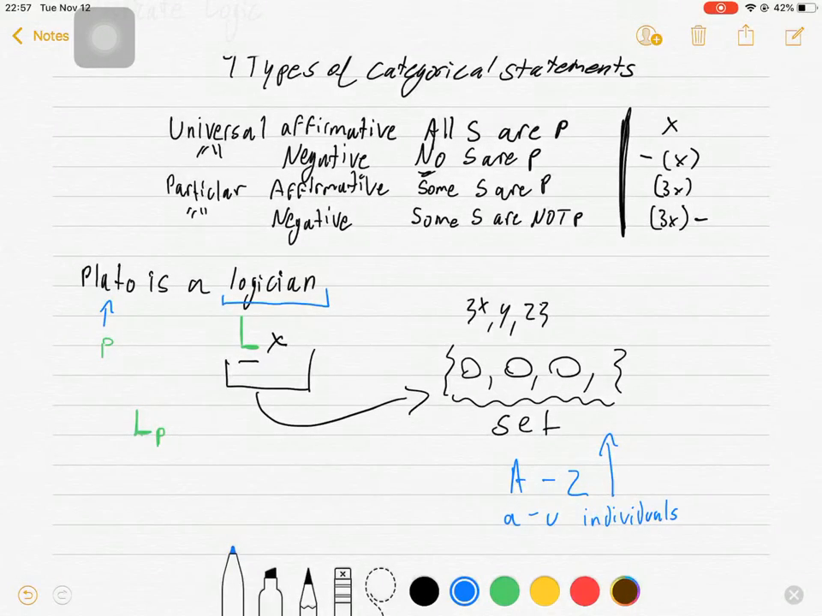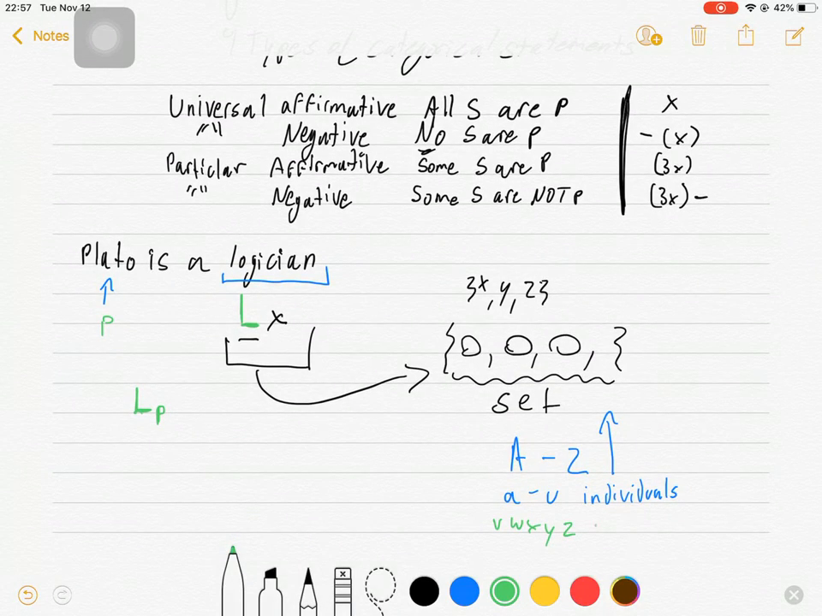The lowercase letters that we aren't using, though, so notice I said A through U, means that we're not using V, W, X, Y, or Z. These are going to be called individual variables. These are placeholders. So go back and look up here at the LX. X there is a placeholder. It's holding the place of some individual person that could be slotted in but isn't.